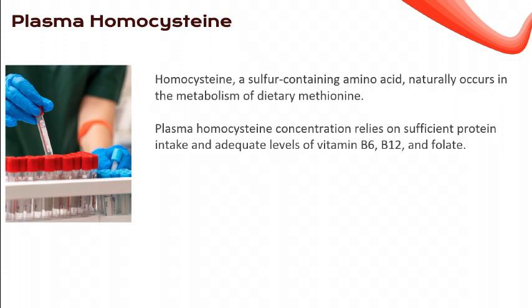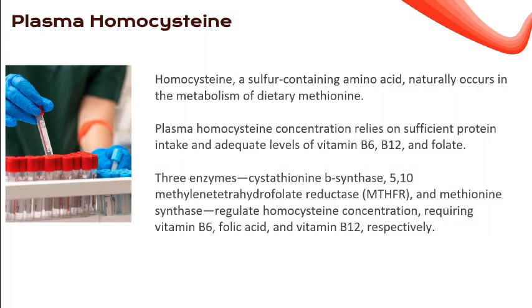Imagine this: homocysteine concentration in your plasma is like a delicate dance. It depends on a balanced diet with enough protein and the right levels of vitamin B6, B12, and folate. And who are the choreographers of this dance? Three enzymes: cystathionine B synthase, 5,10-methylene tetrahydrofolate reductase, MTHFR, and methionine synthase. These enzymes are like the superheroes regulating homocysteine. Vitamin B6, folic acid, and vitamin B12 are their trusty sidekicks.